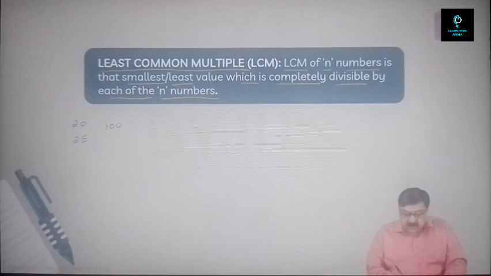Here the LCM works out to be 100, as you can see. We will also learn how to find out the LCM. But as of now, you know that 20 into 5 is 100 and 25 into 4 is 100. So 100 is that least number which is divisible by both 20 and 25. There is no other number lesser than 100 which would be divisible by both these two numbers, 20 and 25.